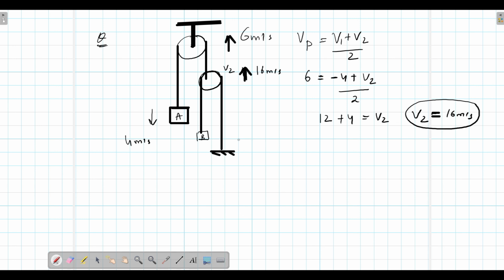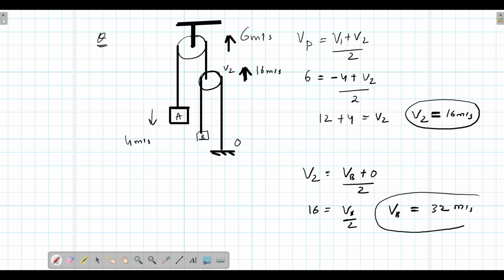For B, we have to find the speed of Vb. So V2 equals Vb plus 0 divided by 2. V2 is 16, so Vb divided by 2. Vb equals how much? Vb equals 32 meter per second.